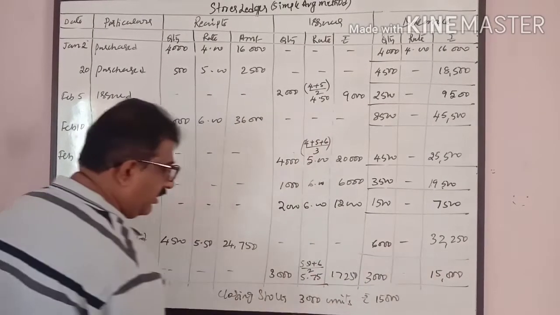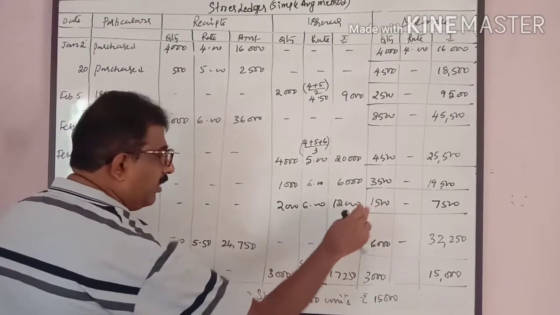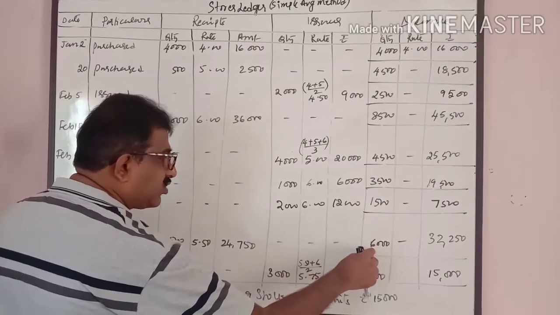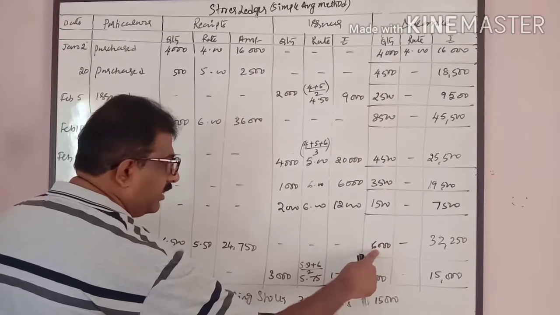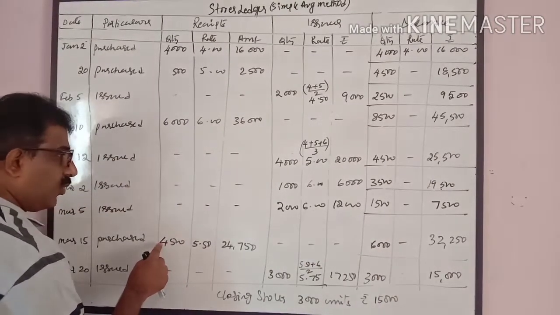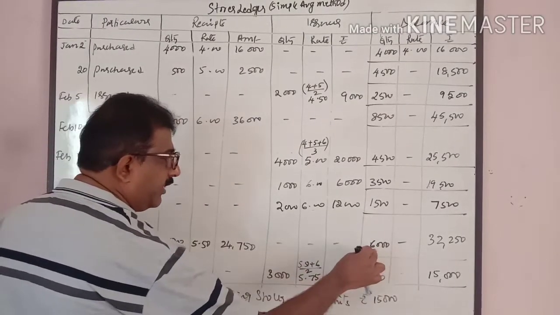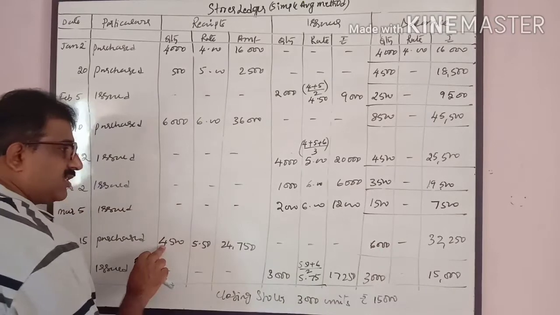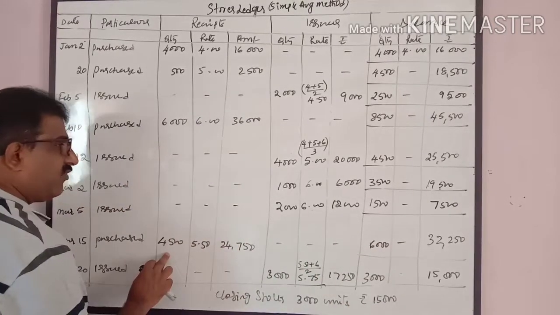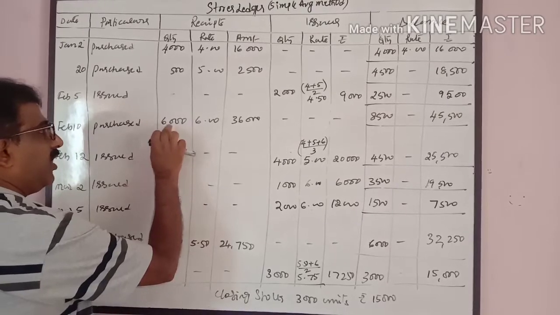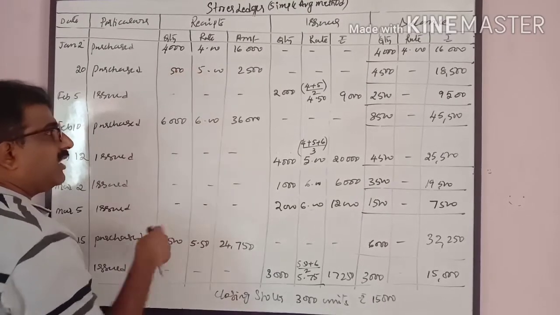It comes to 3000. Balance is 15,000. Whenever there is an issue, you have to see, before the issue, the stock available the previous day. 6,000 units available. 6,000 units belongs to what? 4,500 out of this. You can take a calculator. 6,000 minus 4,500. Just look at the purchase column. 6,000 minus 4,500 means 1,500 belongs to this.